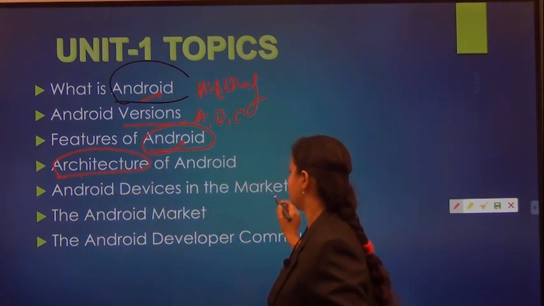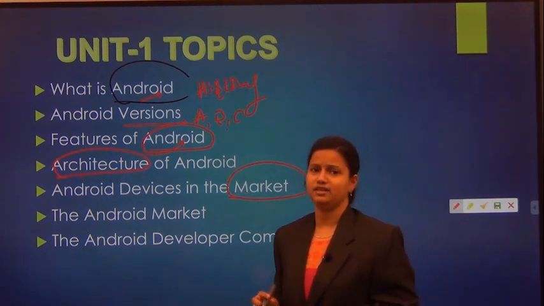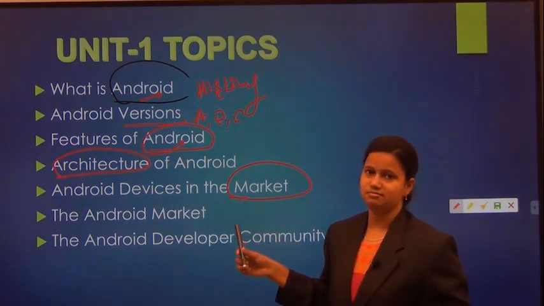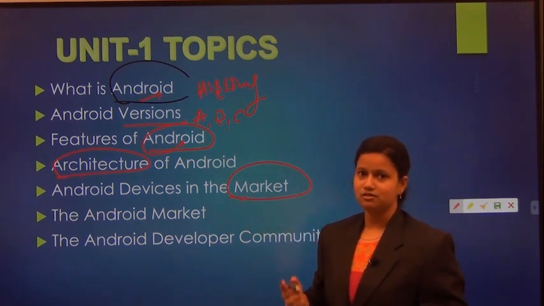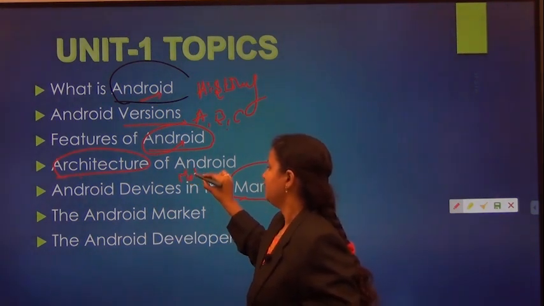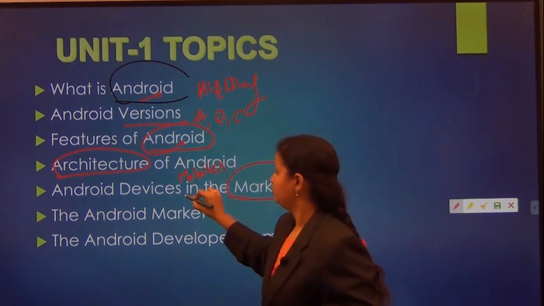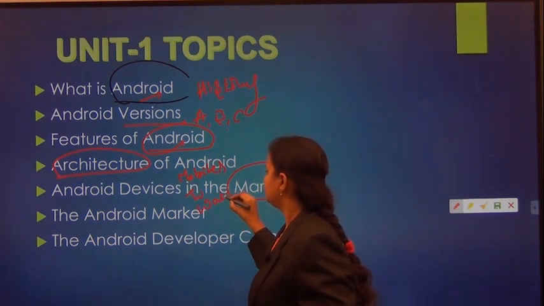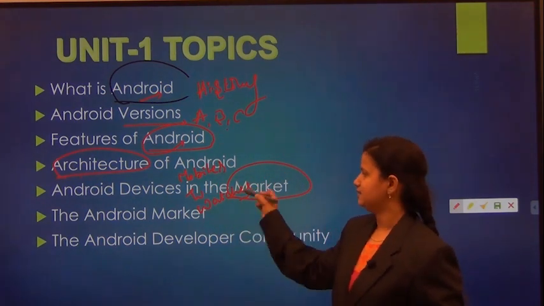And Android devices in the market. Market means when we want to sell anything or buy anything, we have to go to the market. So Android devices in the market, that means the present trend, what are the different devices available in the market. In the initial stage, only mobiles were presented. Yes or no? Android is only used for mobiles. But later on, when you are observing, Android TVs are there and Android watches. So what are the different devices available in Android are to be discussed in this concept.